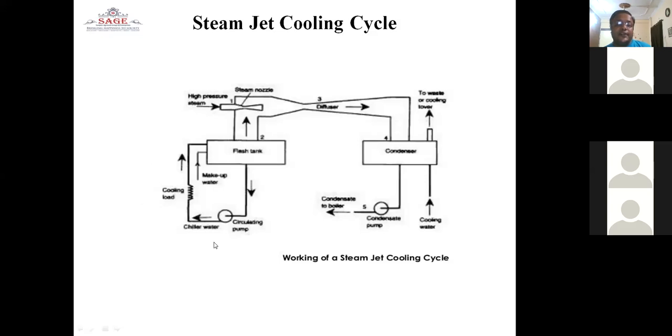कूलिंग लोड पर्पस के लिए चिल्ड वाटर को इकट्ठा कर लिया जाता है. हाई प्रेशर की स्टीम को हमने बॉयलर के द्वारा पास कराया था, और स्टीम नोजल के थ्रू हम एंटर कराते हैं जहाँ पे कि उसका एक्सपांशन होता है. एंड कंडेंसर साइड से कंडेंसेट जो निकल के आता है, इट इज कलेक्टेड थ्रू द कंडेंसेट पंप and it is supplied to the boiler.